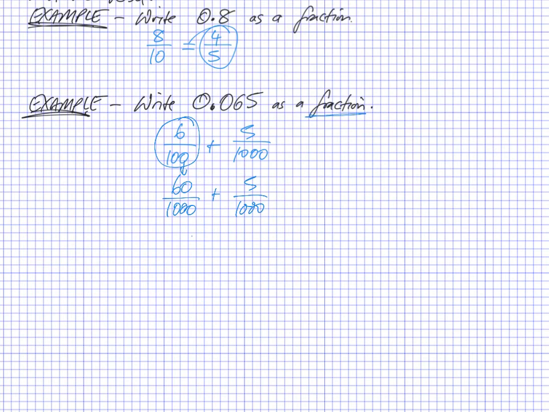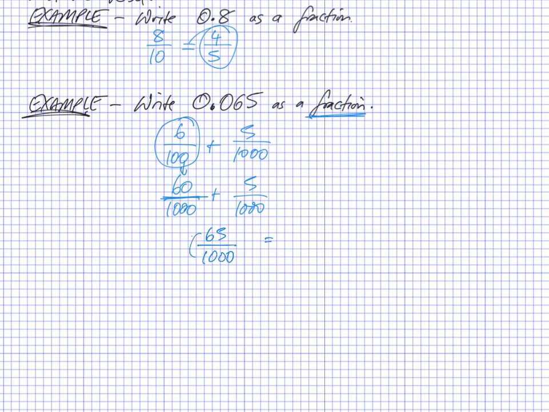Because I want to represent it as one fraction, I need to bring these two fractions together, and I can only add two fractions together if they've got the same denominator. So that's why I converted 6 hundredths into 60 thousandths. So with the same denominator, 60 plus 5 is going to be 65 thousandths. And so now, that is a fraction now, but it's not in the simplest form.